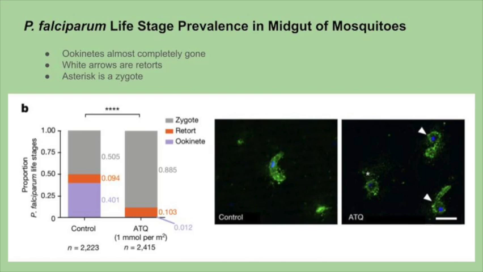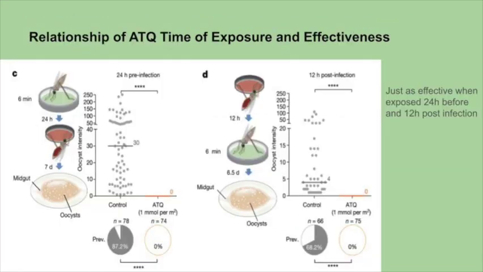And so in this final figure here, we look at the relationship of ATQ, time of exposure, and its effectiveness. If we look at the left graph, we can see that they were administered ATQ 24 hours before their infection. And when you compare the control group to the experimental, we can see that the oocyst intensity is 0. And so that shows that it's still very effective 24 hours before infection.